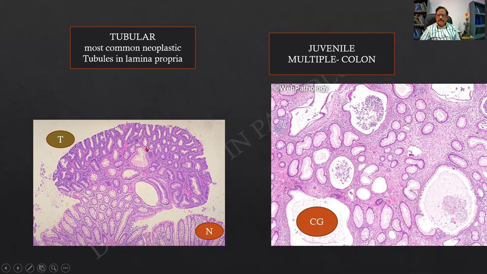I have also explained this picture in the game. Kindly go back to it. So it is an adenomatous polyp with tubules in the lamina propria.